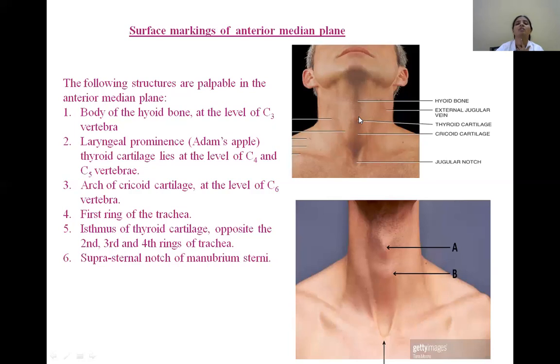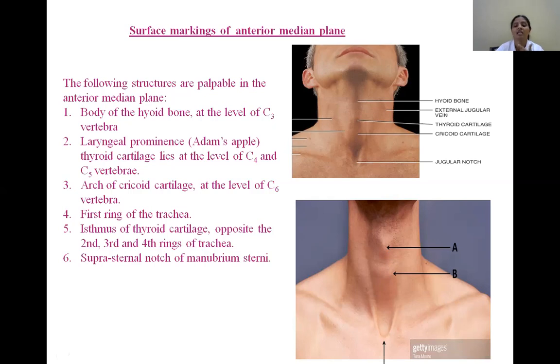And if you place your finger further below, suddenly you will get an anterior arch, a further tough bony structure. So what is that structure called? Cricoid cartilage. Here you can see A represents the thyroid angle, whereas B represents the cricoid cartilage. This is the anterior arch of the cricoid cartilage. Okay, so this is a tough structure we can palpate through the skin in the anterior median plane.